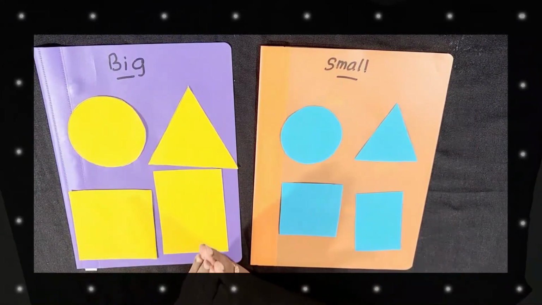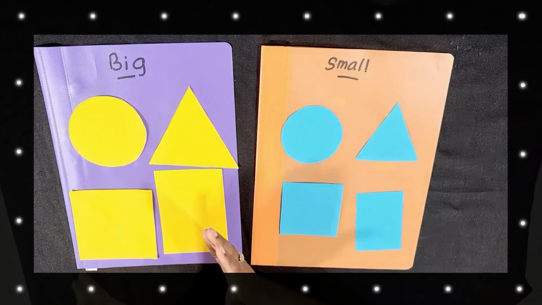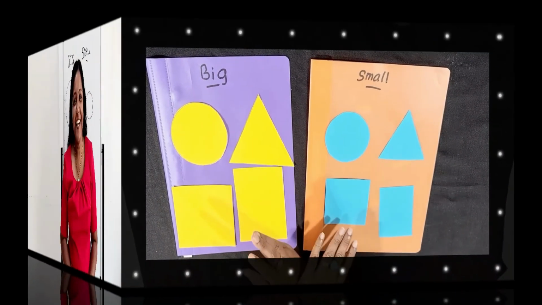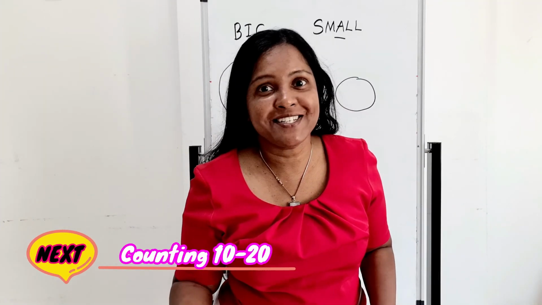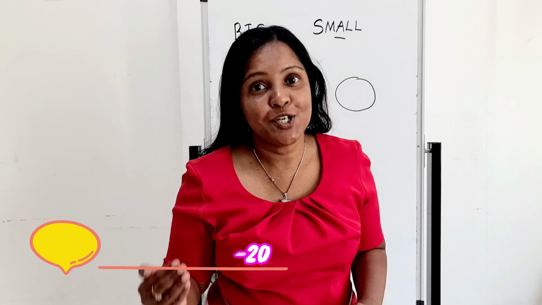Now you understand the difference between big and the small. My next lesson is forward counting 10 to 20 and backward counting 20 to 10.